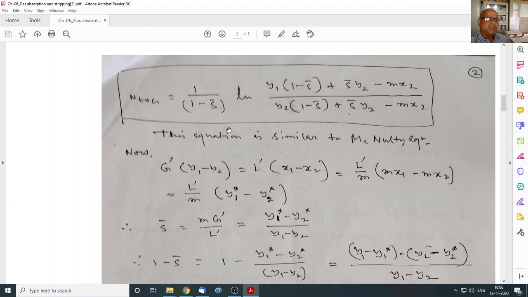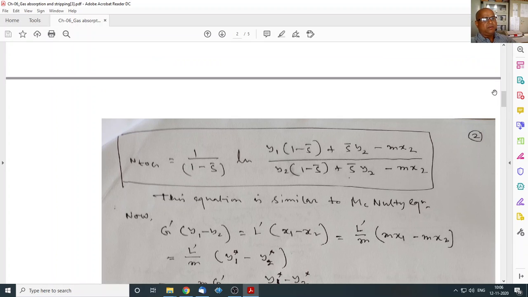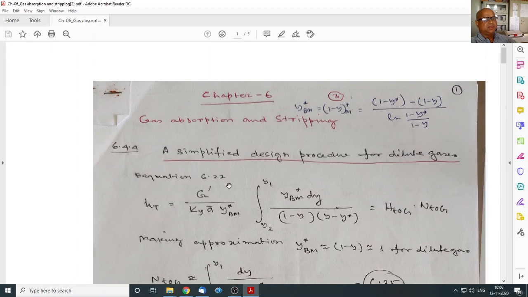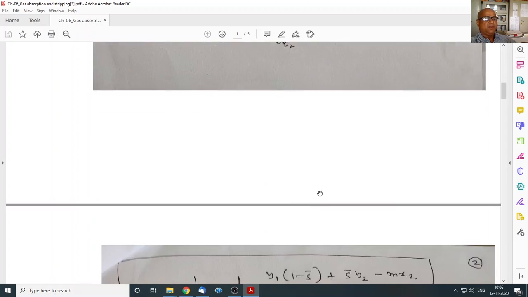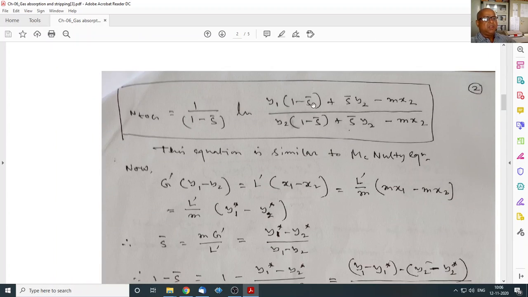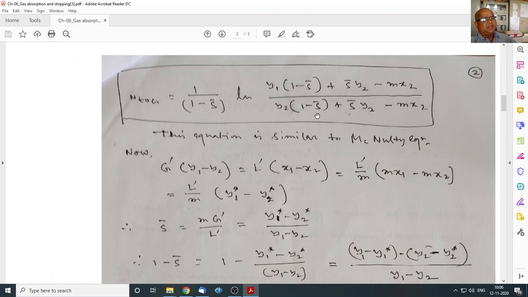So you can calculate the number of transfer units analytically, but keep it in mind this is applicable only for dilute solution, because of the governing equation. It is applicable for all, but this form is applicable only for the dilute solution. Now this equation can be further simplified. Okay, how? Let's see how it can be done.